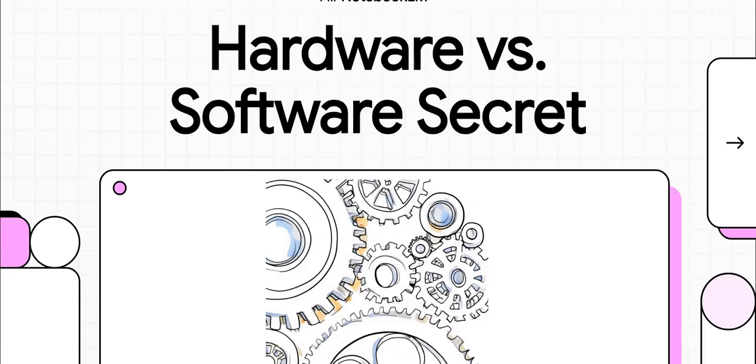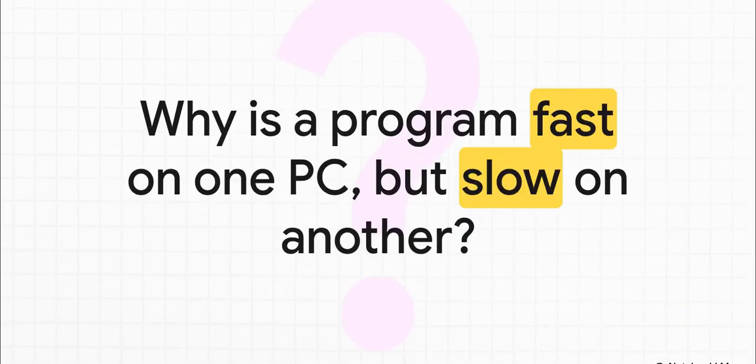Hey everyone, and welcome. Today, we're going to pull back the curtain on one of the biggest secrets in technology. It's this one simple principle that explains a frustration I know we've all had, why some computers feel absolutely blazing fast, and others, well, not so much. So let's kick things off with a mystery. And I'm pretty sure you've been here before.